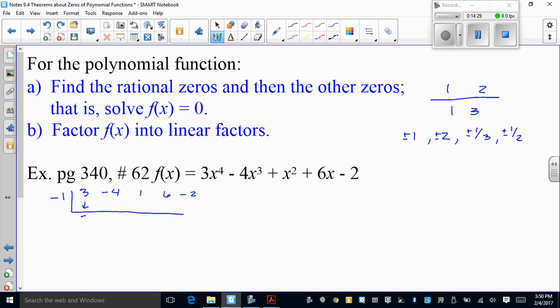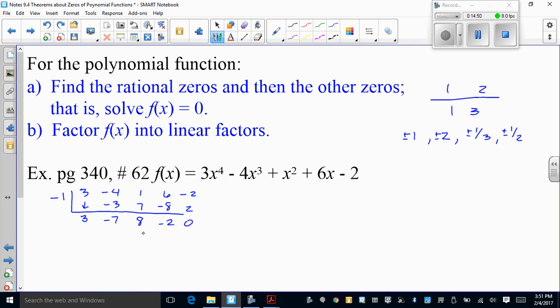Bring the 3 down, we get negative 3. That's negative 7. Those together give me positive 7. Add down, we get 8. These two give me negative 8. That gives me negative 2. And negative 2 and negative 1 is positive 2, which gives me a remainder of 0.